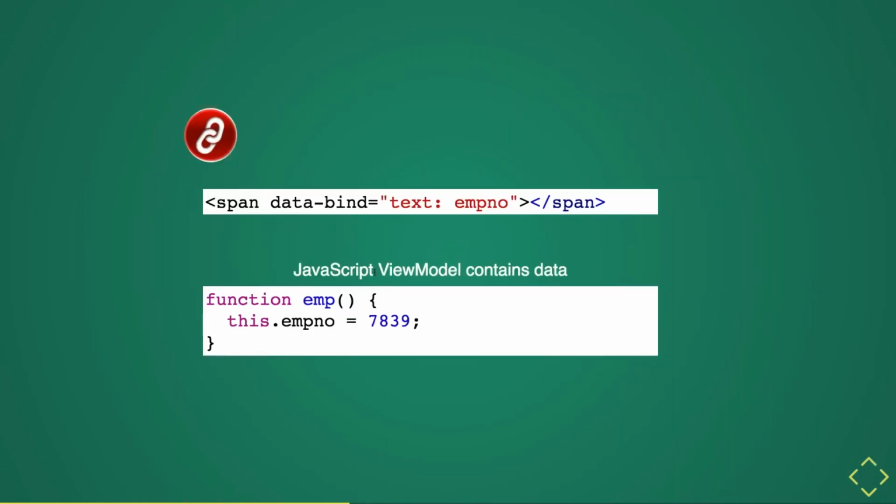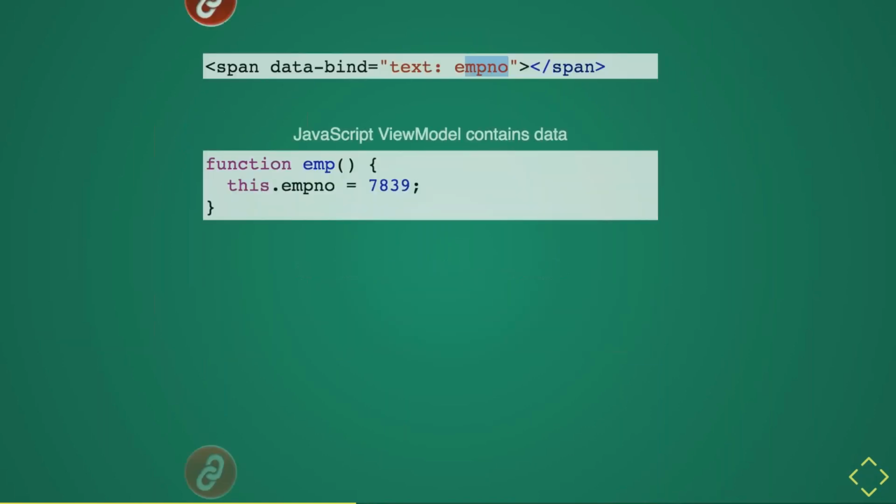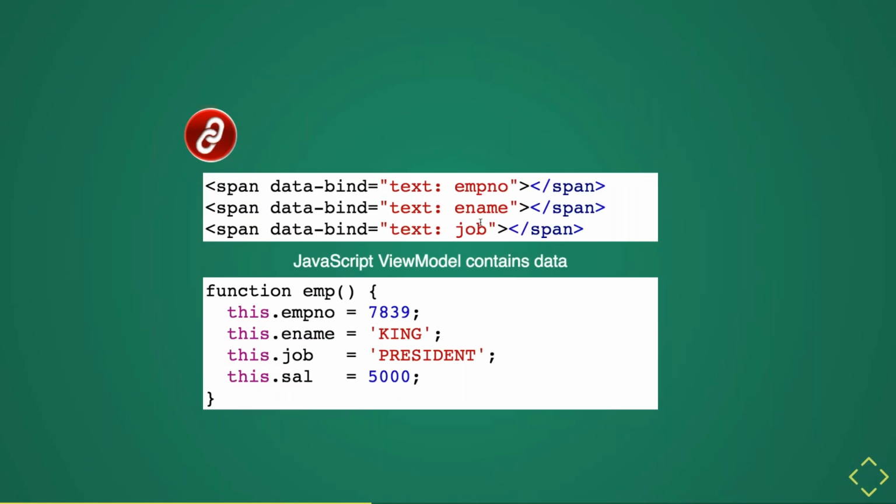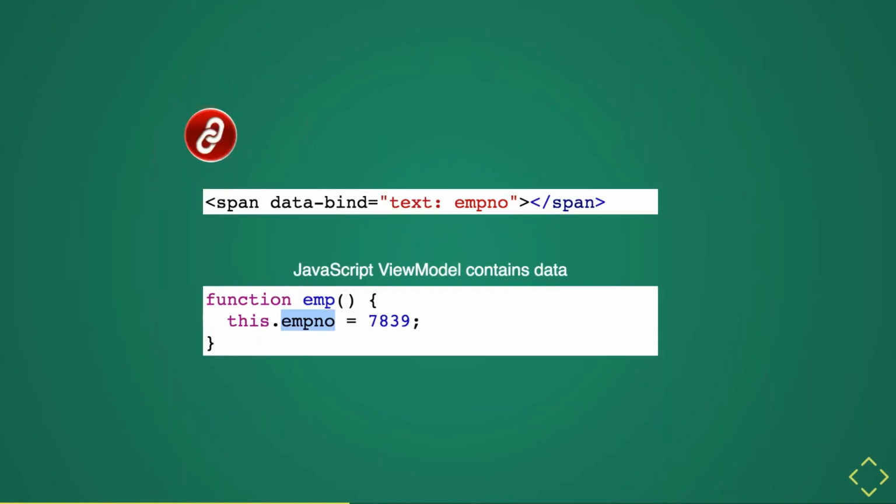So if we have a JavaScript view model that looks like this, let's just imagine this function. Our function is Employee, and it has an attribute of empno, and we have a number. If we do that, this empno will join with this value, and this 7839 would be placed in the span element. Okay, so that's the first concept we can understand of Knockout doing a data binding.